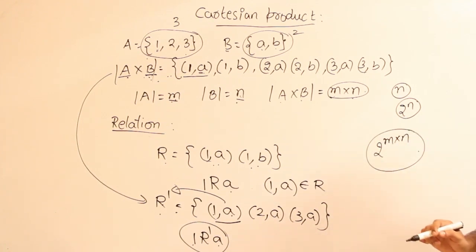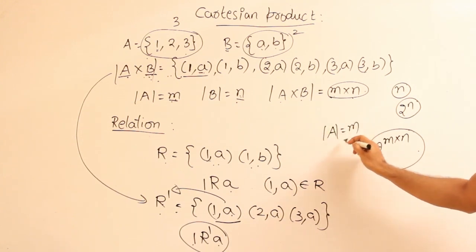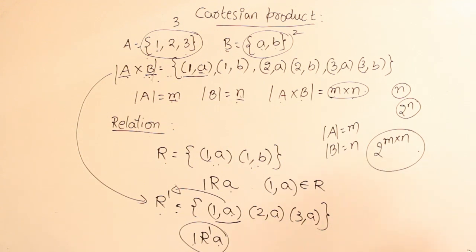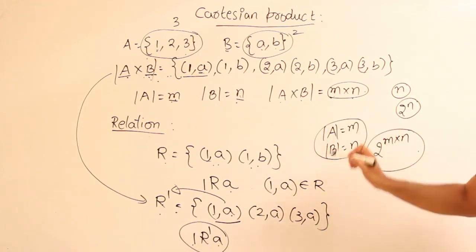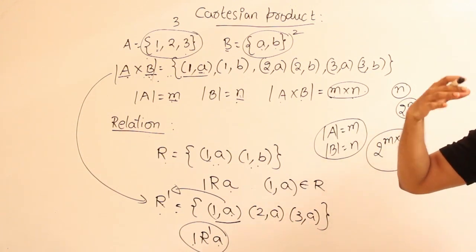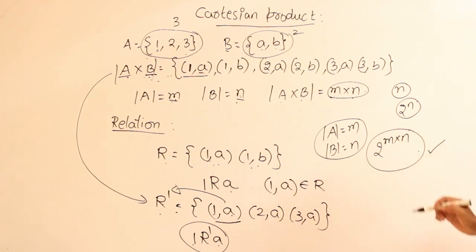So what is it? If A contains m elements and B contains n elements, then the number of relations possible is 2 power m into n. How did I get it? Because the Cartesian product is going to contain m into n elements, and the number of subsets that we can form from that set is going to be 2 power m into n. Therefore, this is the total number of subsets which are possible from the Cartesian product, which is nothing but the total number of relations.